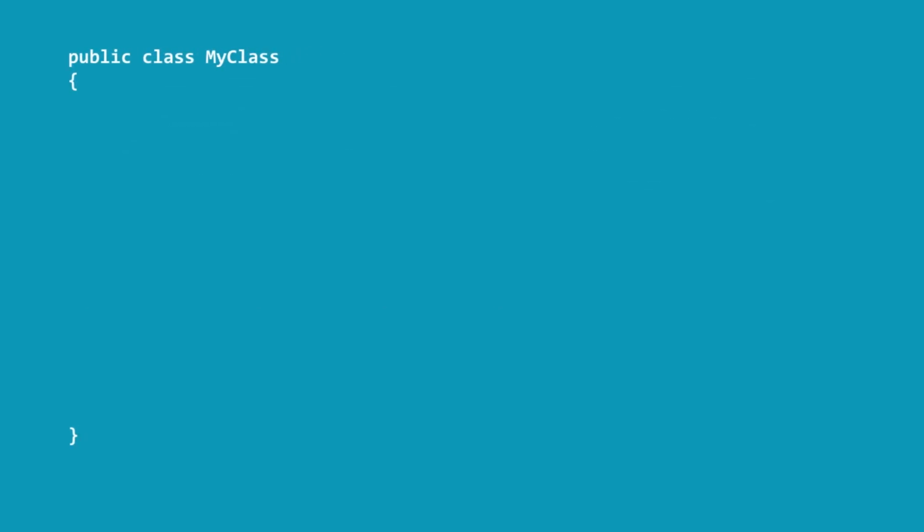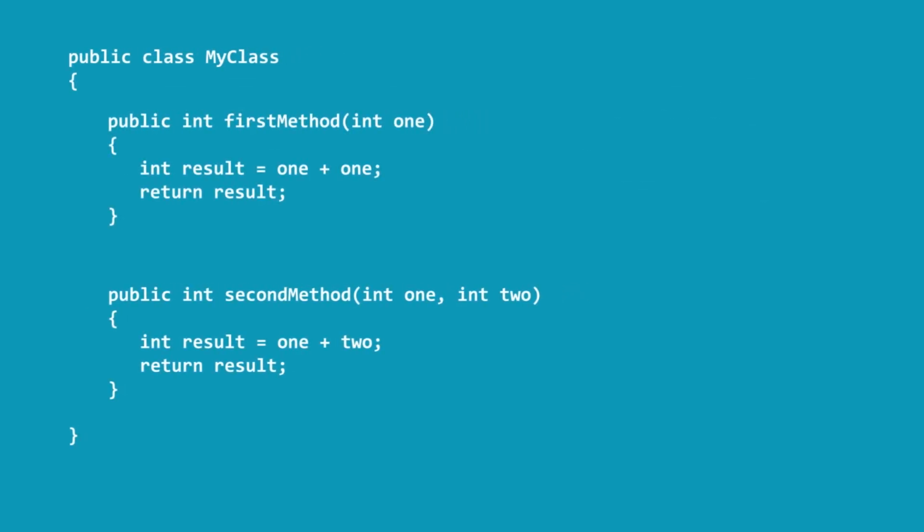Now we have a class with 2 methods. In the first and second method you can see variables with the same name, but they are not related to each other because they are in different scopes. Okay, what is scope? Scope refers to where a variable exists.